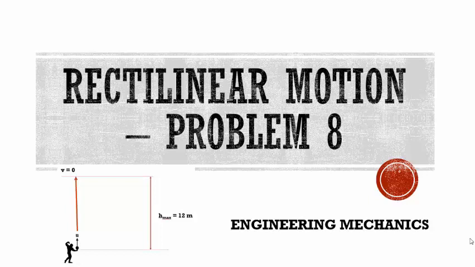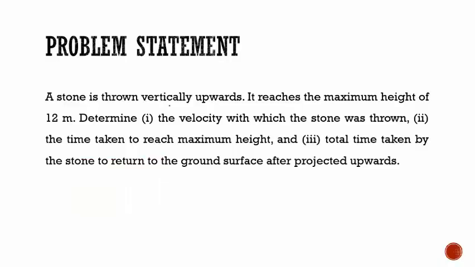Dear students, so let us solve a problem related to rectilinear motion of particles. A stone is thrown vertically upwards. It reaches the maximum height of 12 meter. Determine the velocity with which the stone was thrown, the time taken to reach the maximum height, and the total time taken by the stone to return to the ground surface after projected upwards.